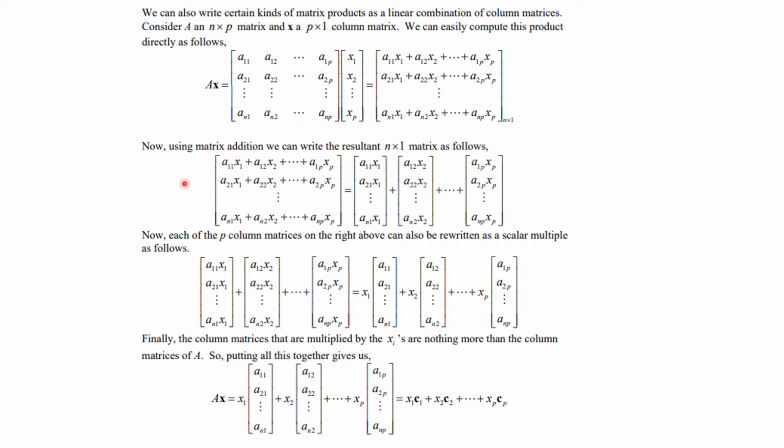But if we break that up using matrix addition, we can say, oh, this answer is really the summation of those, and that is the same thing as taking x1 times this first column vector plus x2 times this second column plus xp times the last. So you see that this is a linear combination of the column vectors. And so we can have that AX also can be represented as a linear combination of the column vectors. Sometimes this representation will be useful.